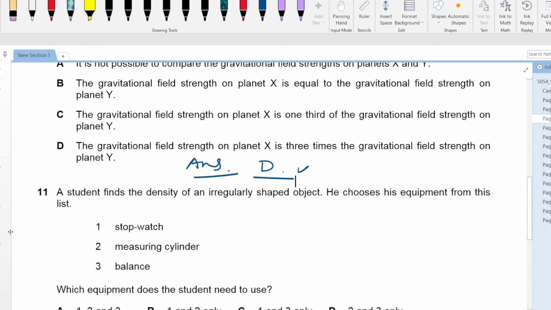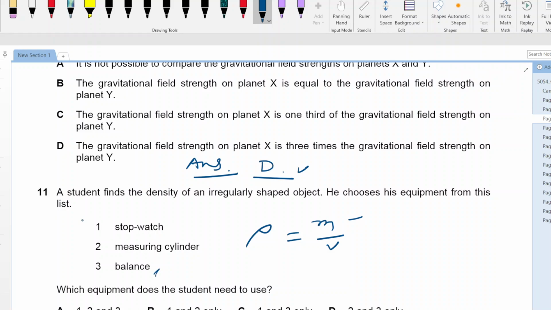Number 11. A student finds the density of an irregular shaped object. He chooses his equipment from his list: stopwatch, measuring cylinder, balance. We know density, represented by rho, equals mass by volume. Therefore, we have to measure mass. To measure mass, a balance is required.